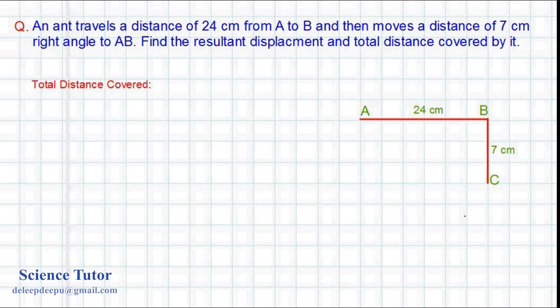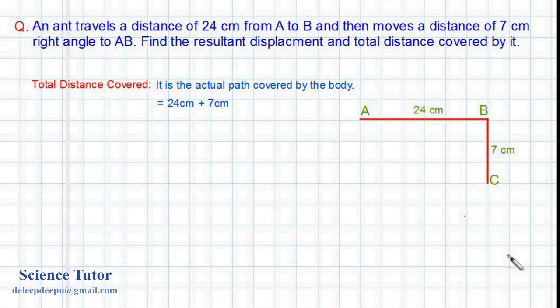First we want to calculate the total distance. That's easy because total distance covered is the actual path covered by the body. That's the distance from A to B and B to C. A to B is 24 centimeters and B to C is 7 centimeters. So total is 24 centimeters plus 7 centimeters, that is 31 centimeters. That's the answer for the first part.